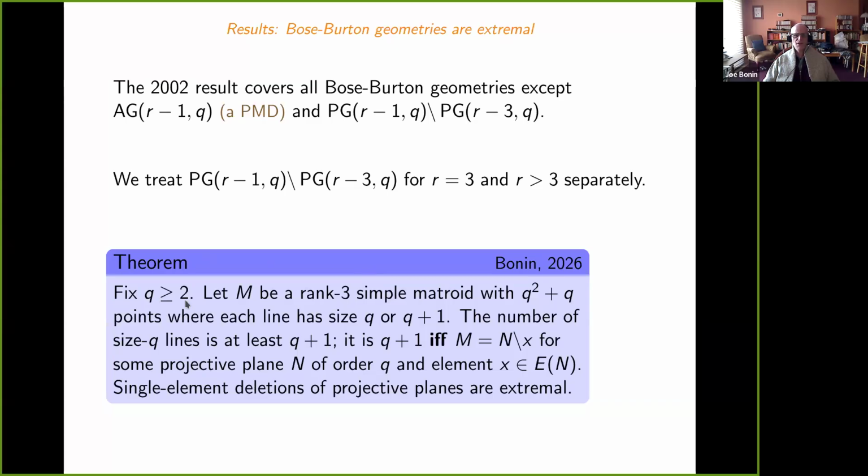So we have a q that's at least 2. M is a rank 3 simple matroid on q squared plus q points. So we've deleted 1 point from a projective plane. Each line has size q or q plus 1. What do we want to maximize? Actually, we want to minimize the number of q-point lines. The number of q-point lines is at least q plus 1. The only time it is q plus 1 is if you're talking about a single element deletion of a projective plane. And so all of these single element deletions of projective planes are extremal. Let me just give you a sketch of that.